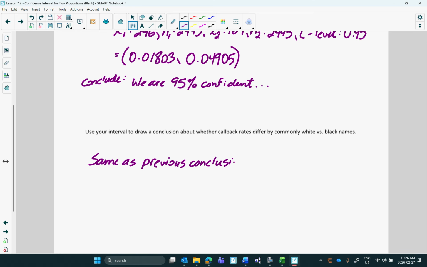Because none of the proportions were negative, we have convincing evidence that there was a significant difference. And suggests that there is discrimination going on.